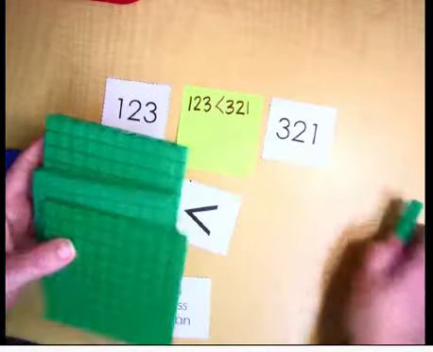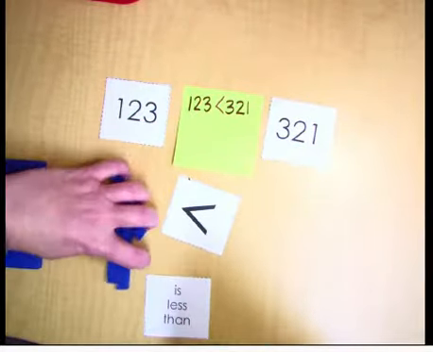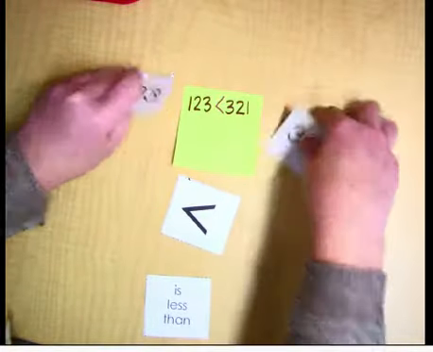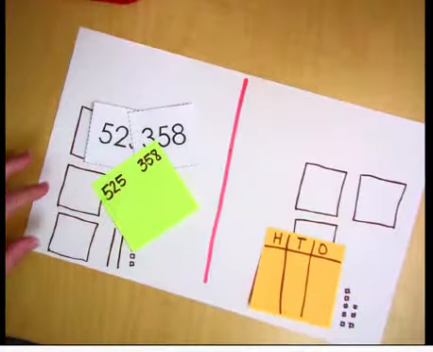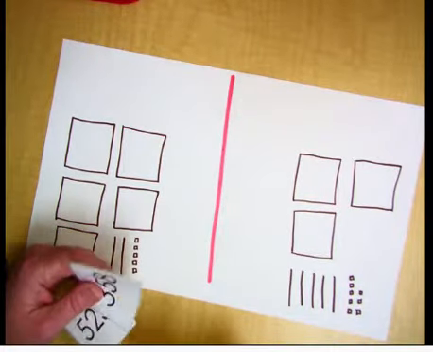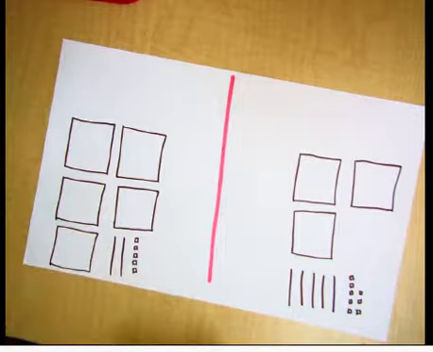Okay, now I'm going to compare some more numbers, and we're going to move to a little bit more abstract work. Instead of using all of the base 10 blocks, I've drawn them out for us because it does get to be a lot when you have all of those base 10 blocks everywhere, and it does get confusing. And you don't have that many at home, so we couldn't use that to do that.